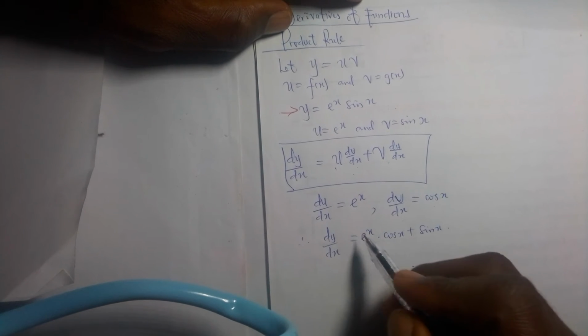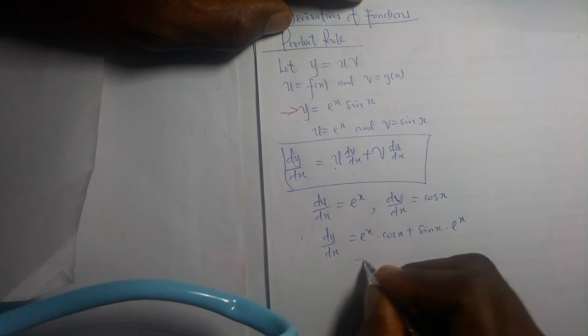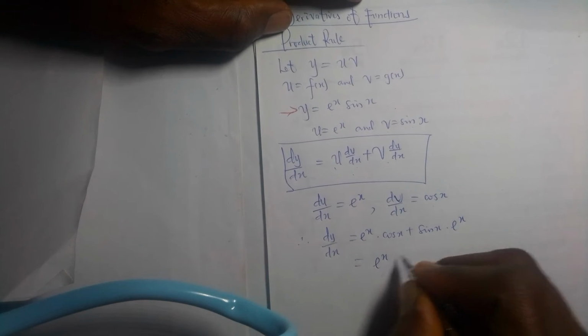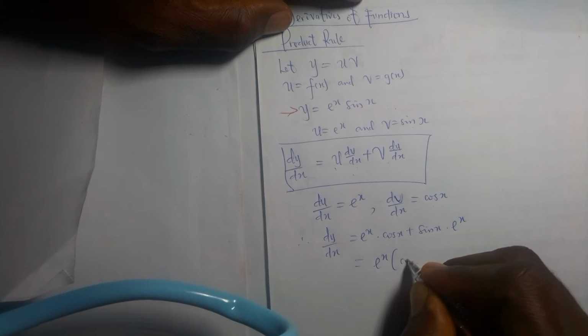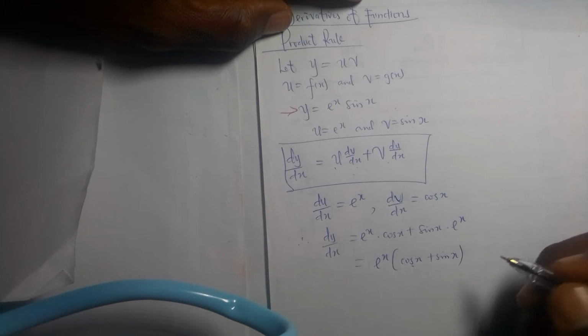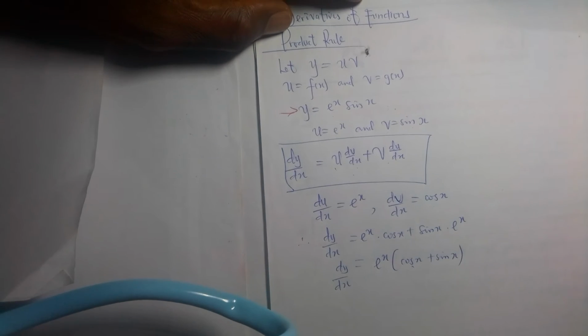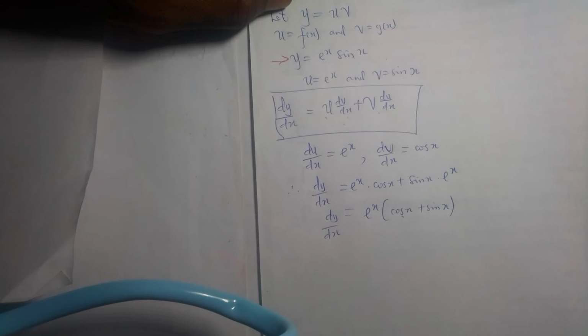Then du/dx, we have du/dx to be equal to e^x, so we have e^x. Since e^x is common, we have e^x into bracket cos x plus sin x. So this here represents the derivative of y, where y is equal to e^x sin x. This is just a typical example of how to make use of the product rule.